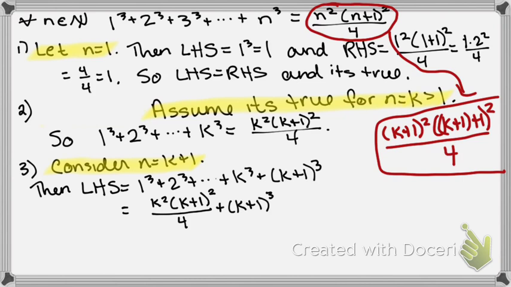So let's go ahead and get a common denominator first. Or we could, we have 2 terms here. We could factor out the k plus 1 squared. Let's do it. So I'm going to factor out k plus 1 squared.